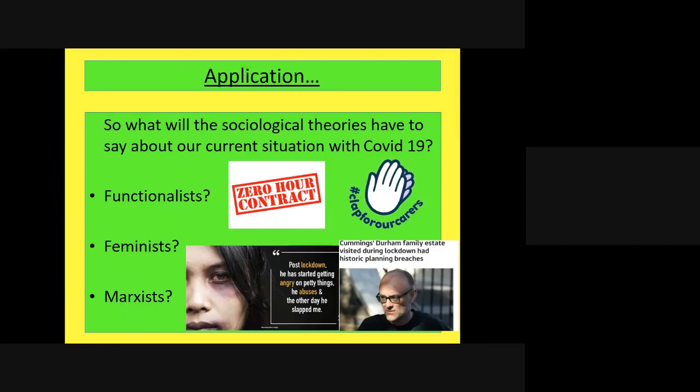Functionalists would say it's a positive thing. Functionalists would say that's a form of boundary maintenance. By showing what we shouldn't be doing, it reinforces what we should be doing. But there's lots of different ways that we can address this. Okay, so I just want to give you a little taster today of these sociological theories and how we can apply these different theories to lots of different areas.